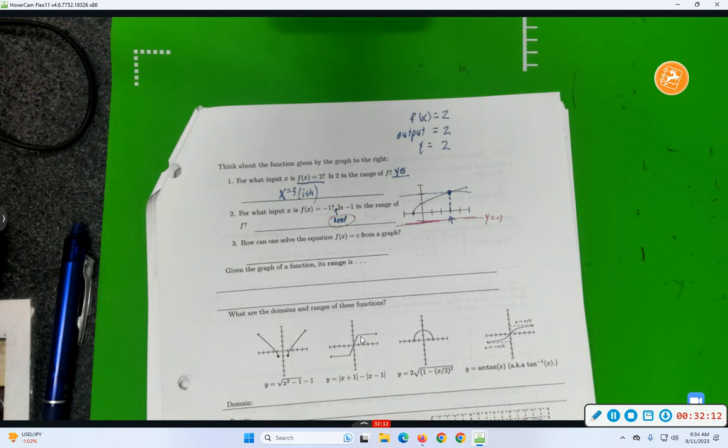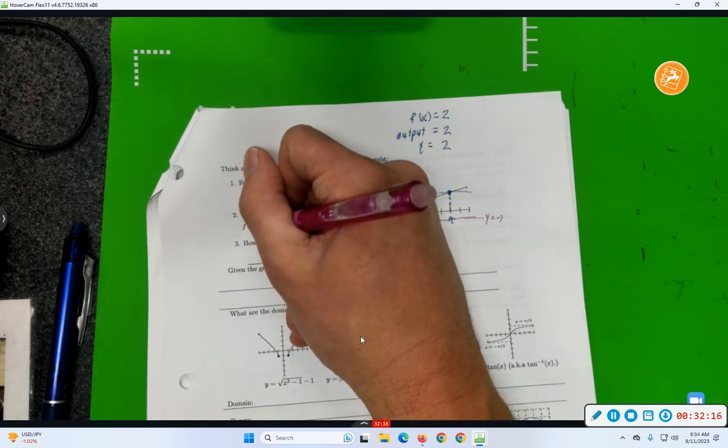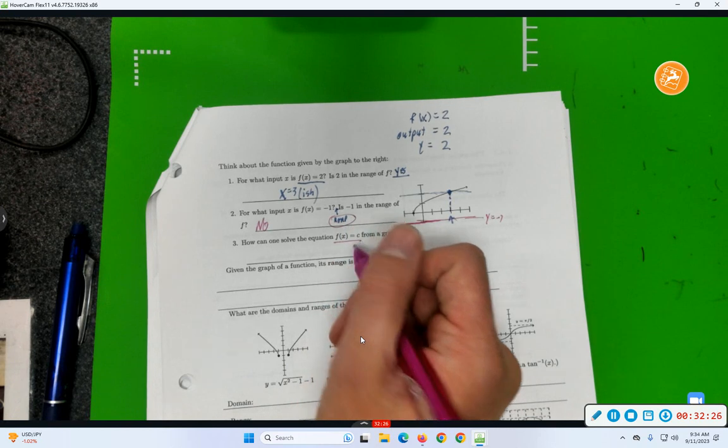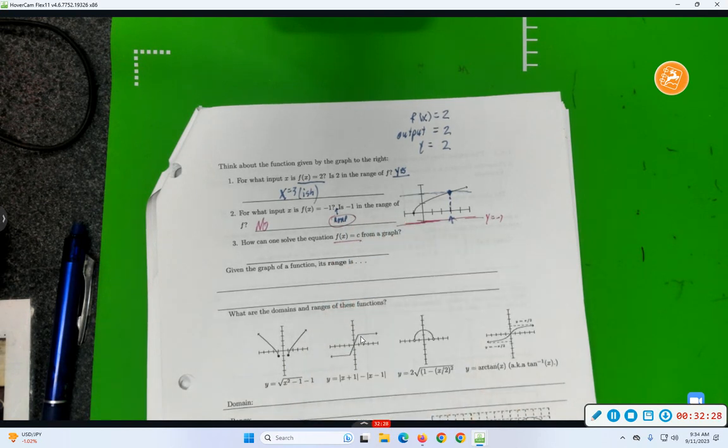Is negative 1 in the range of this function? So there are no solutions to f of x equals negative 1. So negative 1 is not in the range. If I ever give you something that looks like f of x equals c, c is some number, maybe it's 7, maybe it's 12, don't know. Can you always read off the solution to that equation by looking at a graph like this?